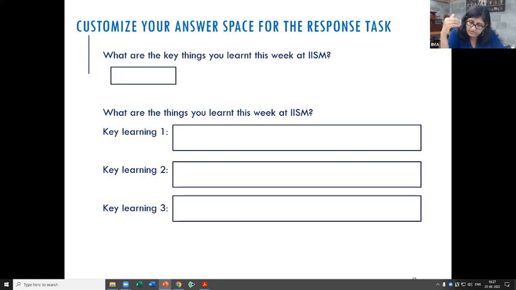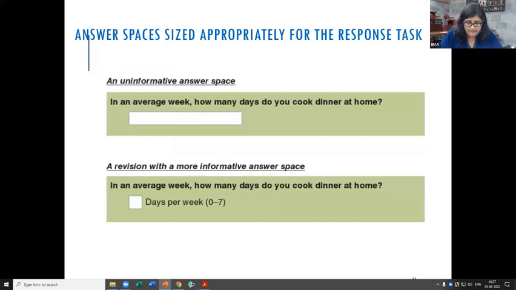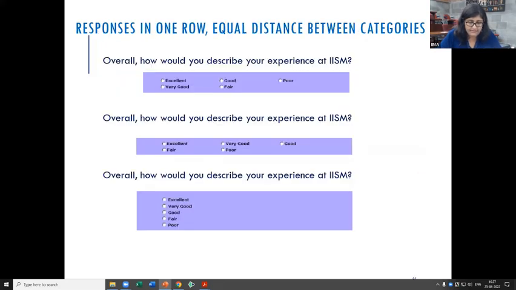If I want to learn about 3 key things that you have learned, then this is how I would organize: key learning 1, key learning 2, and key learning 3, and give a big enough box where you can see what you are typing. Same thing here. I'll skip the repetitive slides.